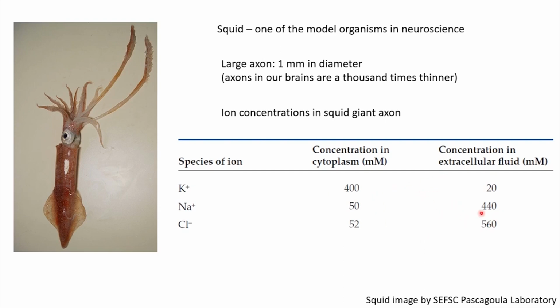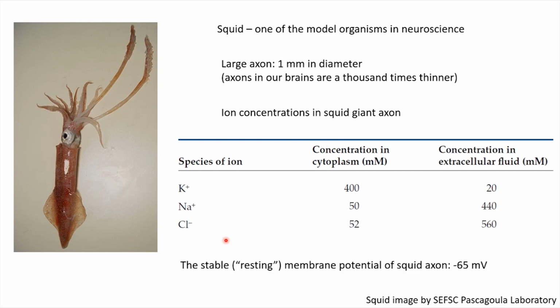In fact, the concentrations of sodium and chloride that you see here, which are more abundant outside, are basically the concentrations of these ions in seawater. Because it's a sea organism, and the space outside the neurons is filled with a medium which is basically like seawater. So it is not surprising that sodium and chloride are more abundant outside.